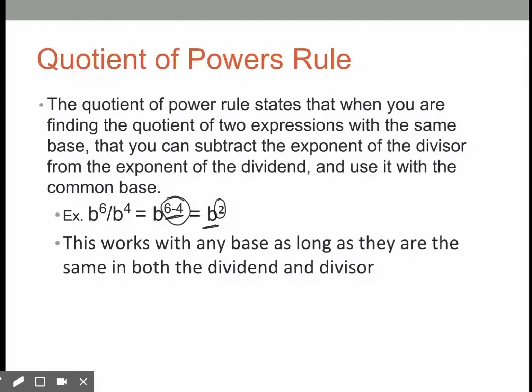A lot of times in your practice work, you're actually going to see it written as b to the 6th power over b to the 4th power. So it'll look like a fraction, but remember, a fraction is simply a division problem. This will work with any base as long as they are the same in both the dividend and the divisor.